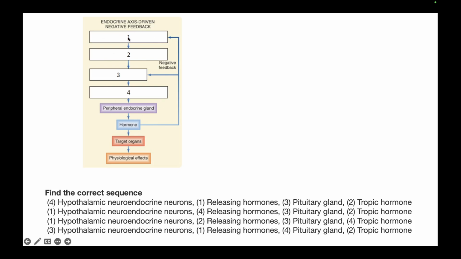So the hypothalamic neuroendocrine neurons release the releasing hormone, which acts on the pituitary gland that releases the tropic hormone, and the tropic hormone acts on the peripheral endocrine glands that release the final hormone that acts on the target cell and allows the physiological effects to take place. These hormones have a negative effect on the pituitary gland as well as the hypothalamic neuroendocrine neurons. So these are all the details of the endocrine system.